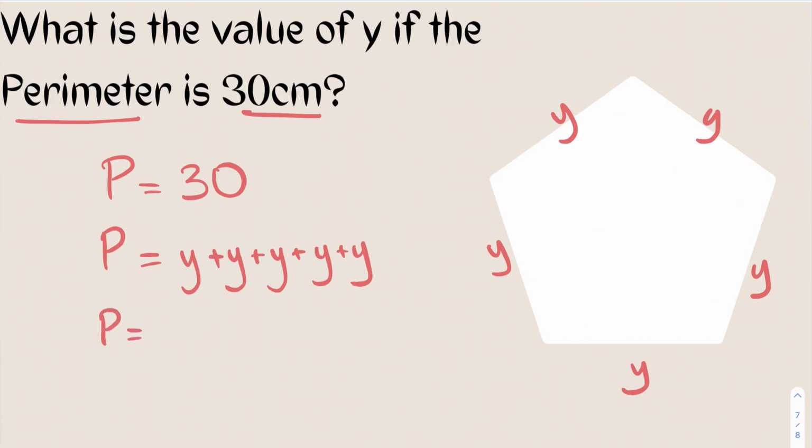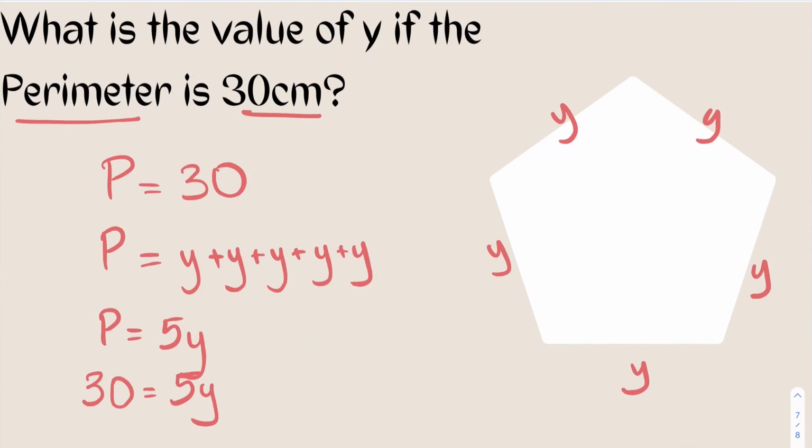So writing this in a simplified way, we've got p equals 5y, and I know that p has to be 30 because it's telling us the perimeter is 30. So I'm going to substitute this value in to p. So putting in the value 30, I've got 30 equals 5y.